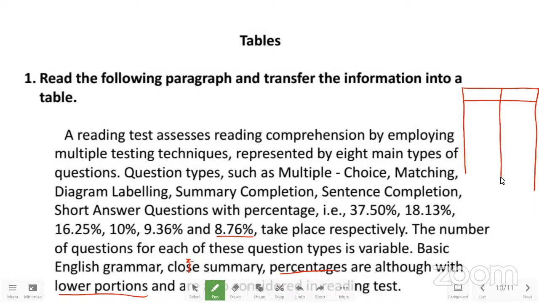First, let's read. A reading test assesses reading comprehension by employing multiple testing techniques represented by 8 main types of questions. Question types such as multiple choice, matching, diagram labeling, summary completion, sentence completion, short answer questions with percentages. He has given you the percentage. The highest multiple choice is 37.50, then 18.13 for matching, diagram labeling 16.25, then comes summary completion at 10, sentence completion at 9.36, short answer questions at 8.76. But he has also mentioned English grammar and cloze summary. So you have to add that. Okay?